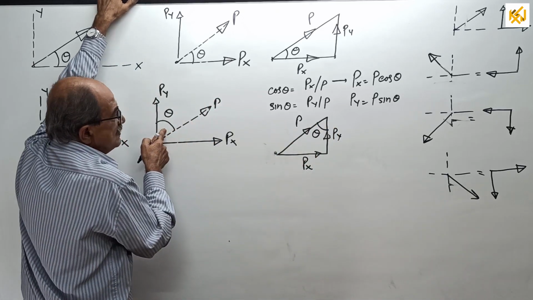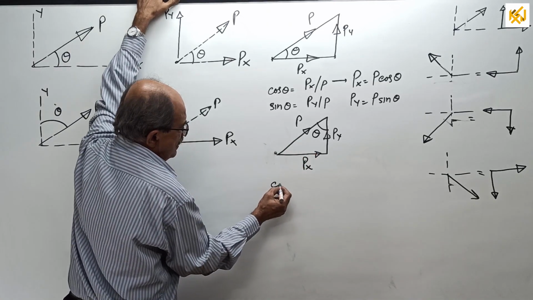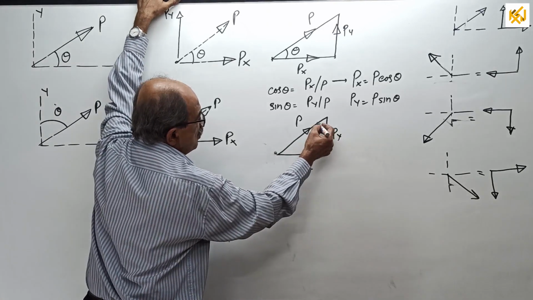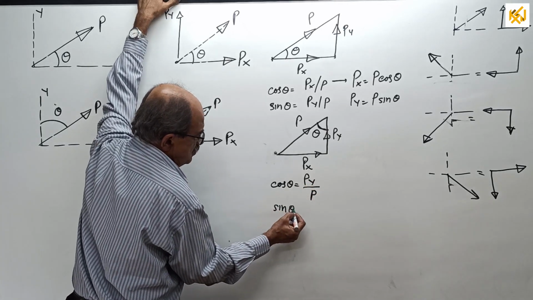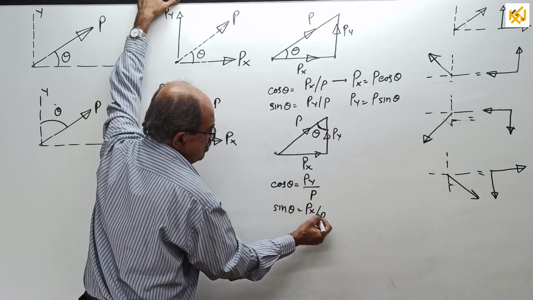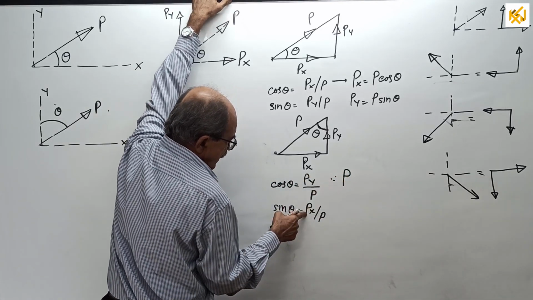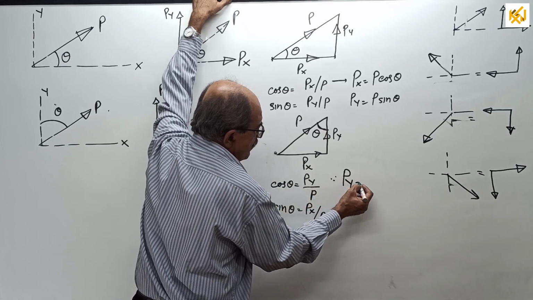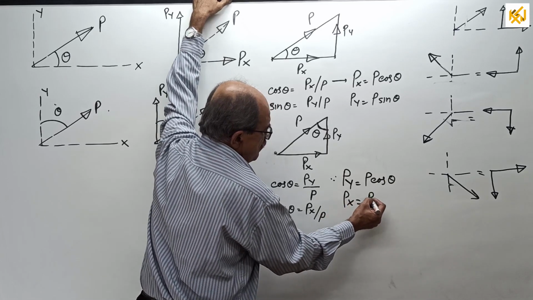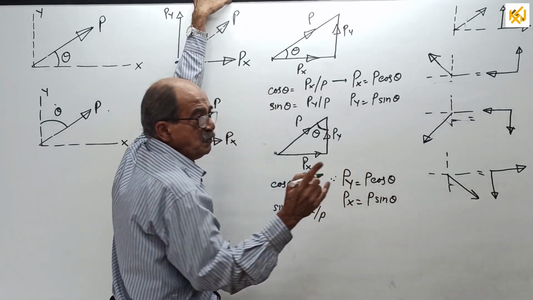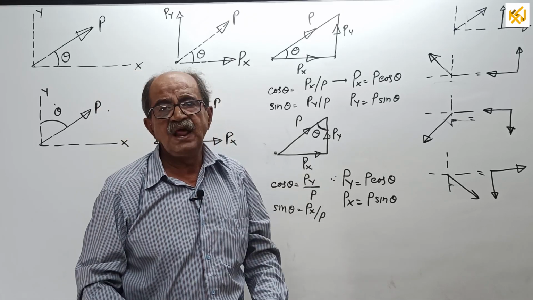See, theta is what? The angle made by P with the y direction. Now if I write here, cos theta equals Py by P and sin theta equals Px by P. Therefore, now here what you get? Your Py will become P cos theta and Px will become P sin theta. Based on this one, you can make an observation and conclude. See, I will tell how to conclude.